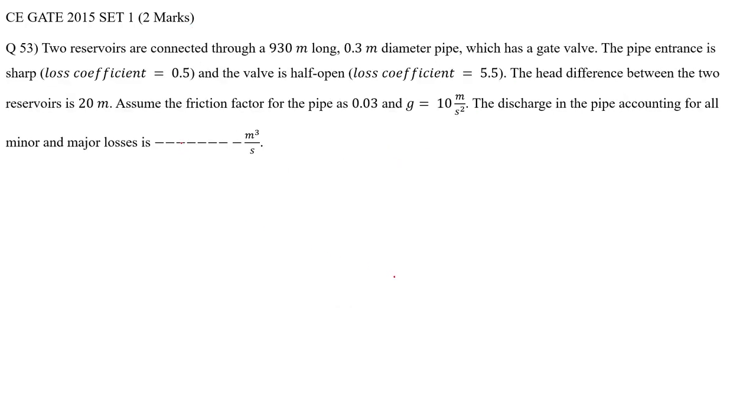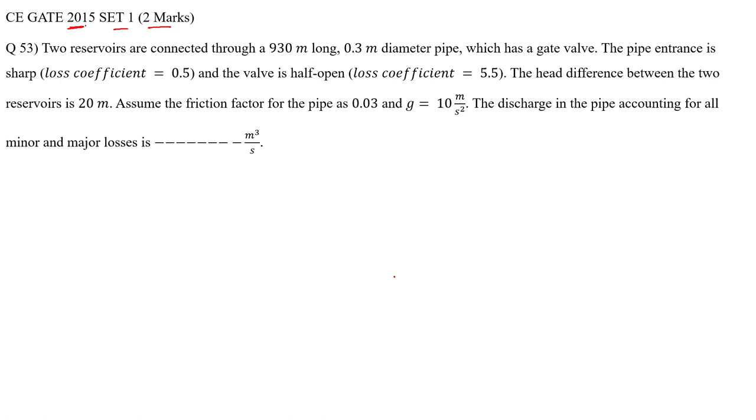Okay, let's see this question. I have taken it from GATE 2015 set 1. This is also a 2 marks question. When a question comes from losses in pipes, it will definitely be a 2 marks question, and it is very straightforward, a formula substitution type of question.